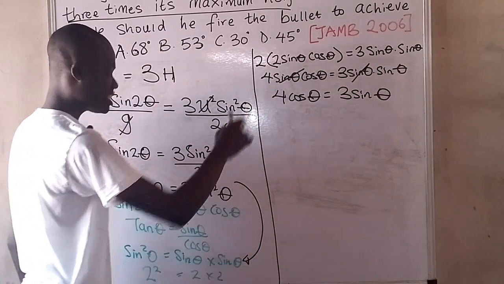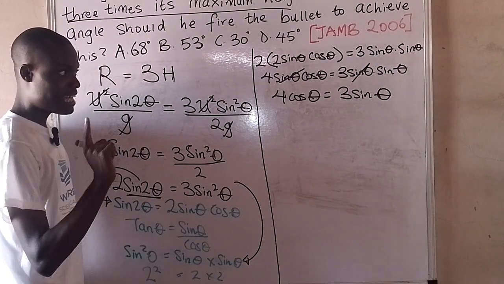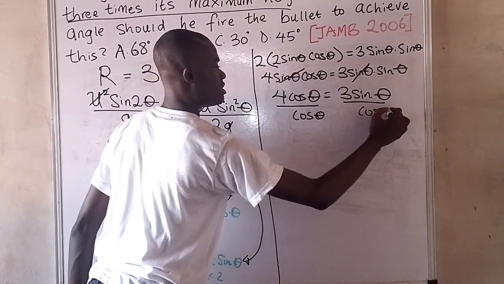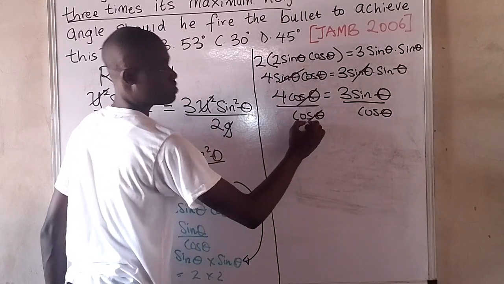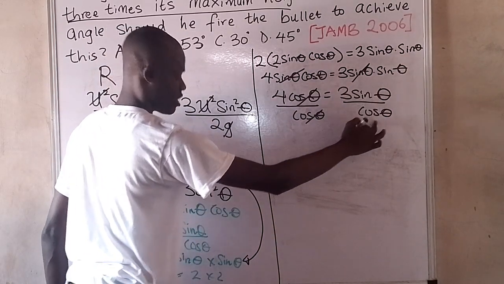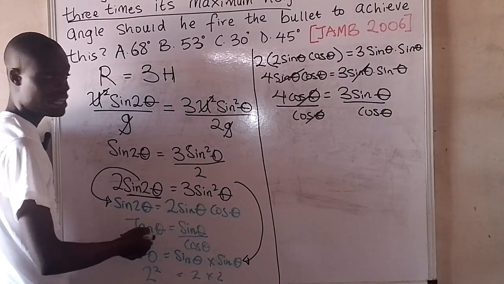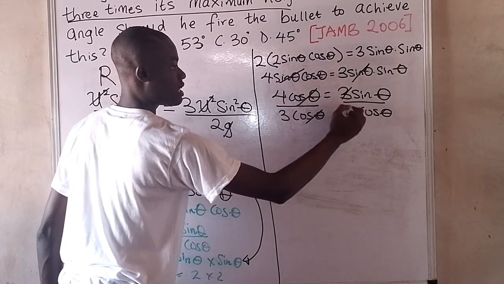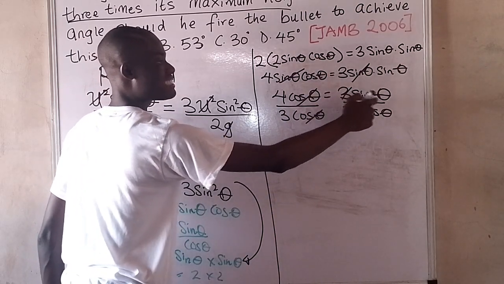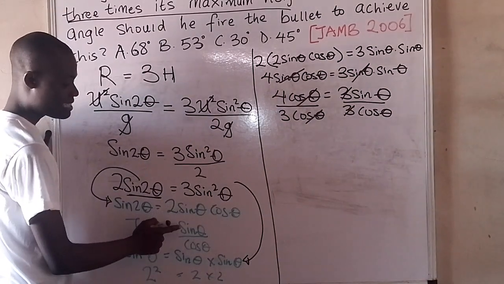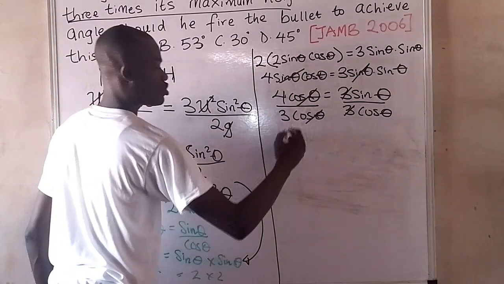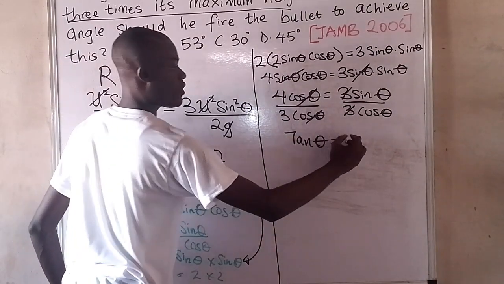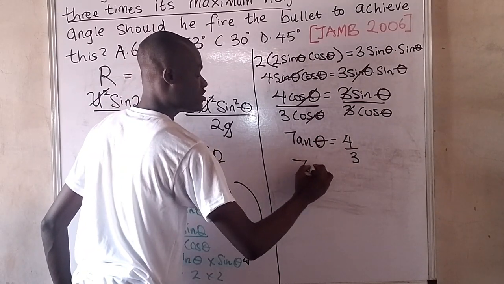So I want to make this expression look like sine over cos. That means that I'll divide both sides by cos theta. So cos theta will cancel out cos theta. So what I now want is sine over cos so that I can make it look like this particular expression. Also, I'll divide both sides by 3. 3 will cancel out 3. So what I now have on this side is sine theta over cos theta. And mind you, sine theta over cos theta is equal to what? Tan theta. So this is tan theta is equal to, on this side of the expression, we have 4 over 3.